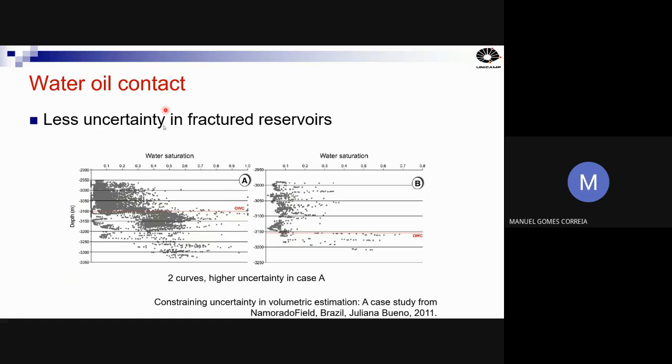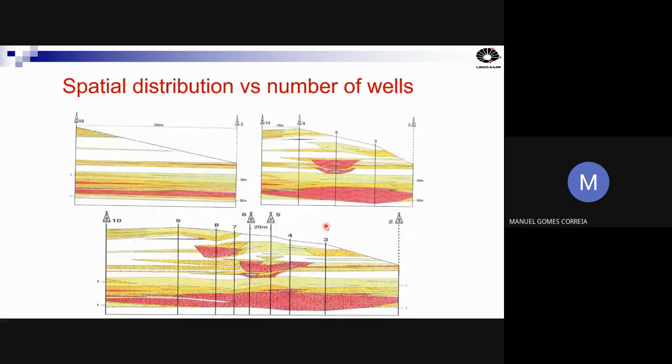Normally in fractured reservoirs, you have this kind of behavior on the right side, because of the high permeability in fractured reservoirs, you normally have rapid equilibrium. Due to the higher permeability and conductivity in the fractures, you normally have a sharp transition in water saturation, which gives less uncertainty in the water oil contact. Another uncertainty is the spatial distribution according to the number of wells. You can see here that you have 2 wells. This is the same reservoir.